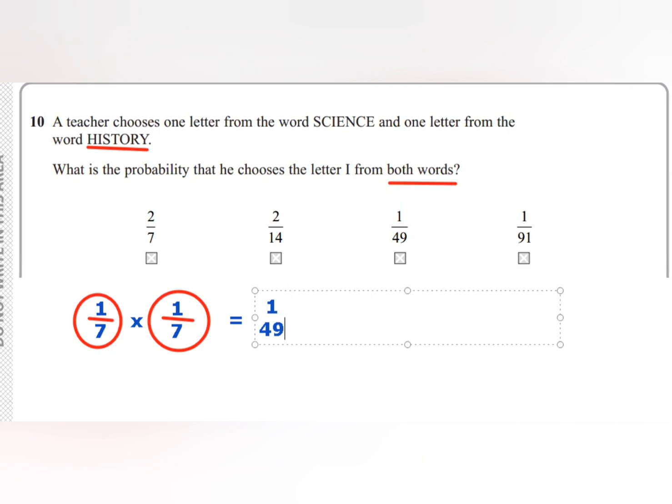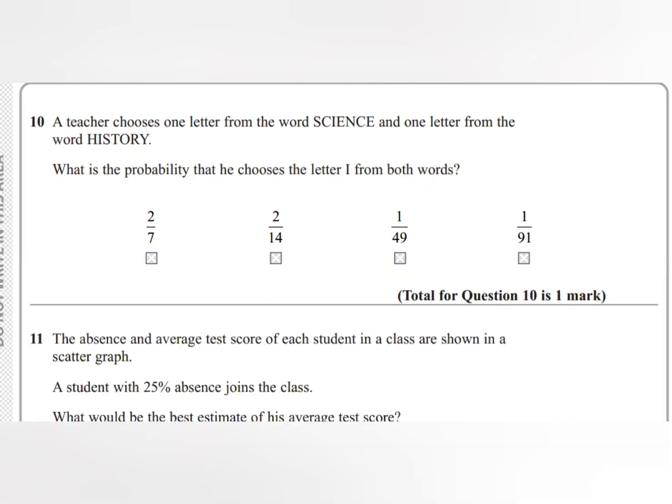Now we understand that the answer is 1 over 49. Good. Now I'm going to show you how to answer this using the tree diagram. Let me first remove all of this. Let me cover this like this. We have science and history, remember, okay? Science and history.